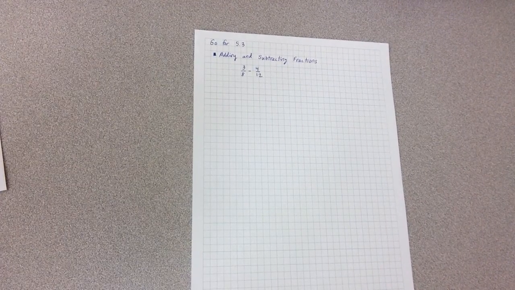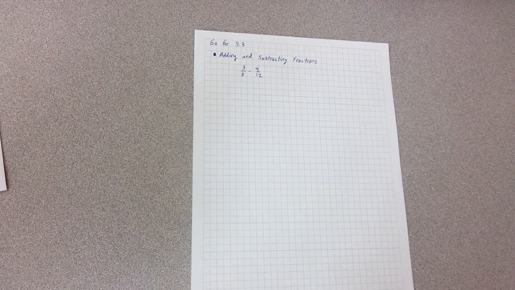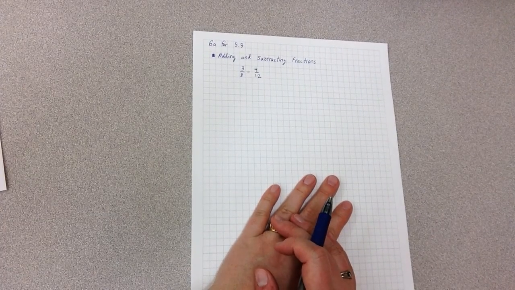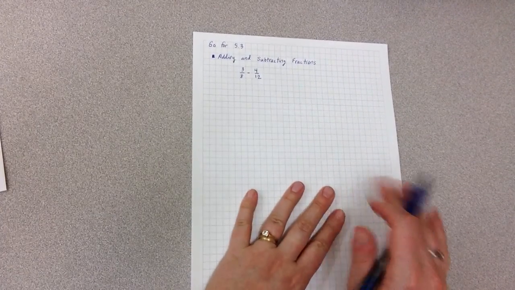These notes are for the Go of 5.3. In this Go, you're going to be asked to add and subtract fractions. So let's do an example.